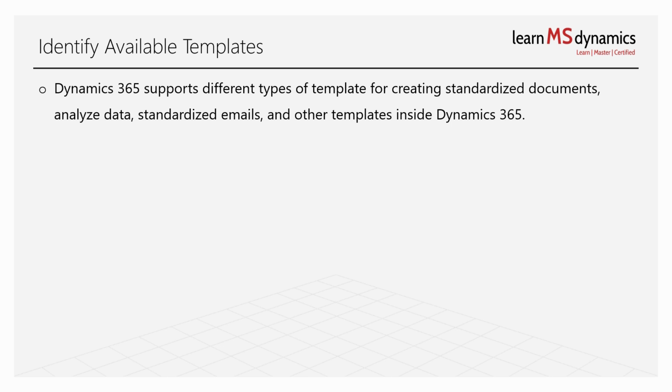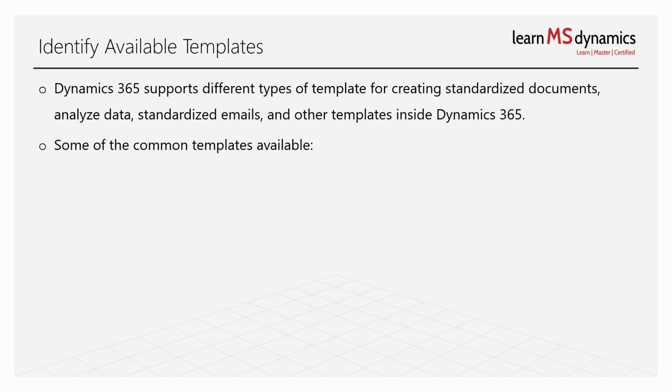It means you can create documents like quotations, invoices, orders, those kinds of templates you can create, and you can send them to the customer or use them for internal processes. It can also be used for analyzing data. You can export the data into different formats and you can analyze the data by creating charts, pivots and other things. You can also use Dynamics 365 templates for standardized emails, so you don't have to keep writing the same kind of email again and again, and you can just reuse them and send them. And there are other templates available inside Dynamics 365.